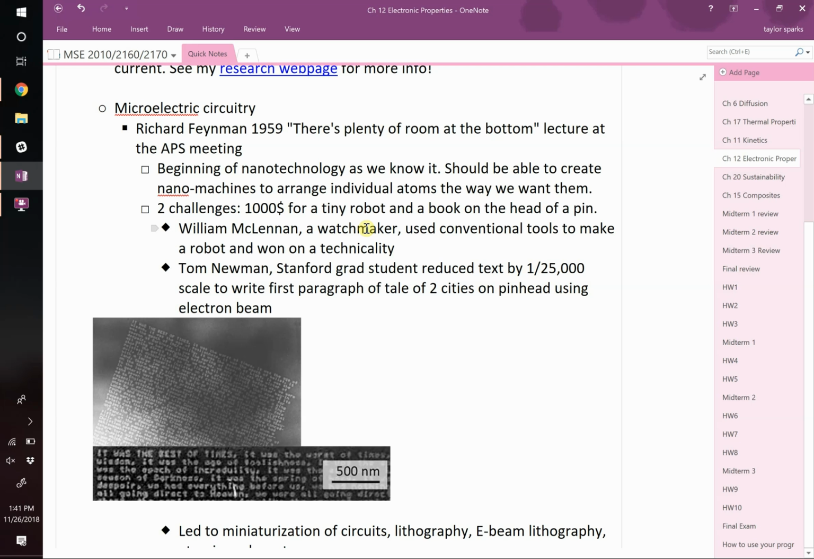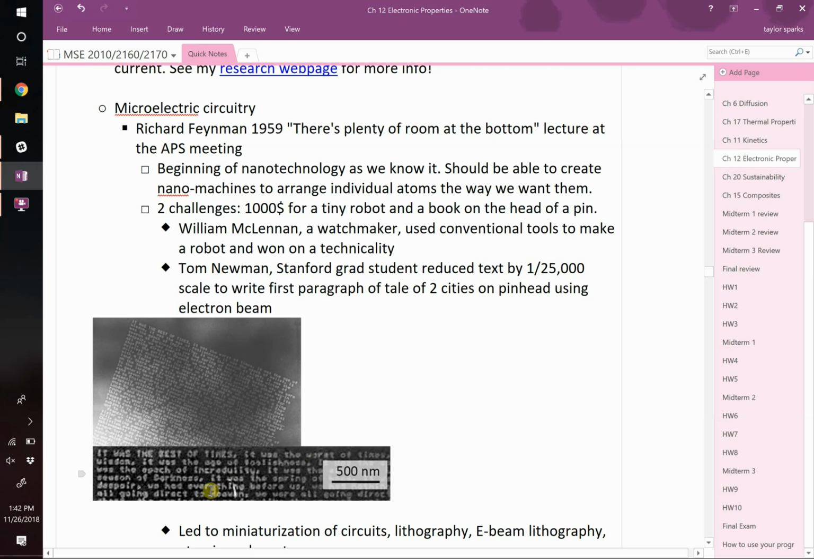So they took an electron beam, just like the electron microscope that we showed you a few chapters ago, that rasters across the surface and creates the image. He used one of those, but he just left the beam on the spot for a while so that it would damage the material, locally melt it or destroy it a little bit. And by applying a voltage carefully in both the X and Y directions, he could make that beam move a little bit. And he wrote A Tale of Two Cities on the tip of a pin. If you zoom in on that, you say, it was the best of times, it was the worst of times. He wrote that with an electron microscope.